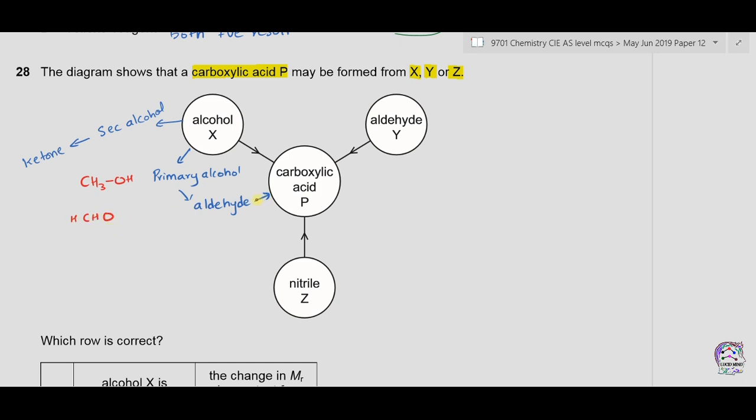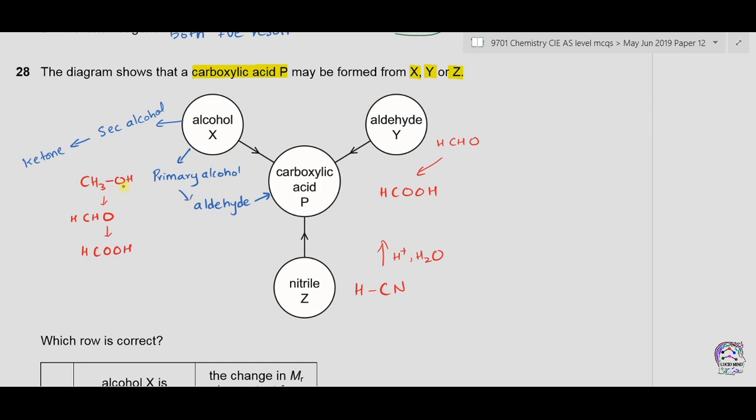and it is converted into carboxylic acid P, which is HCOOH. So for this conversion of aldehyde into carboxylic acid, we have HCHO, 1 carbon aldehyde, and it converts into HCOOH, which is 1 carbon carboxylic acid. Now Z is a nitrile, and nitrile can also be converted into carboxylic acid upon acid hydrolysis. Let's find out which molecular mass change is the greatest one.